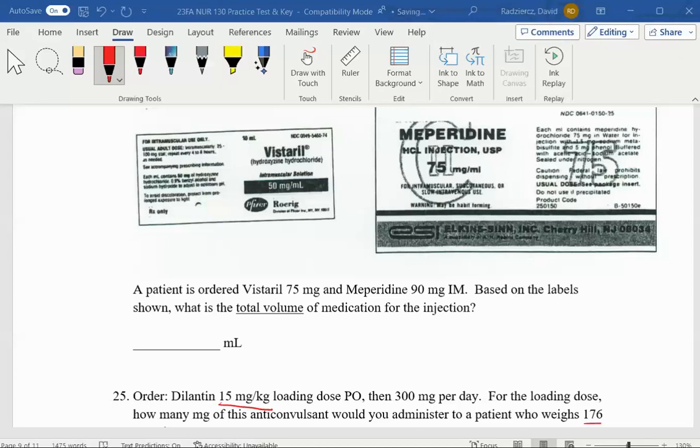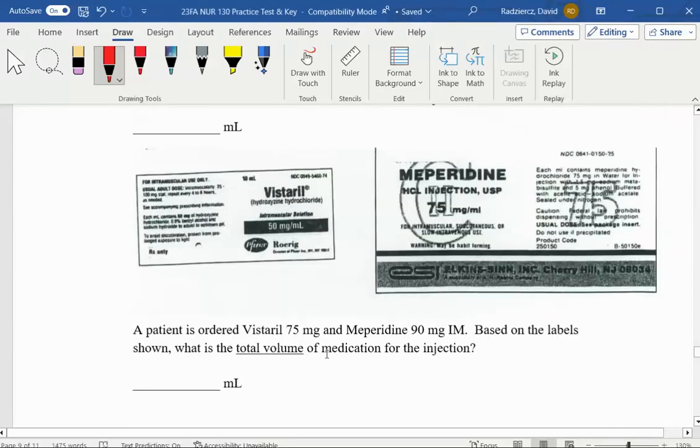And for those who have already answered this question, go ahead and see if you can get an answer for the new one. I did 75 milligrams Vistaril, 90 milligrams Meperidine, and I want to know the total volume for the combined injection utilizing the two labels listed above. And then when you get an answer, go ahead and put it into the chat.